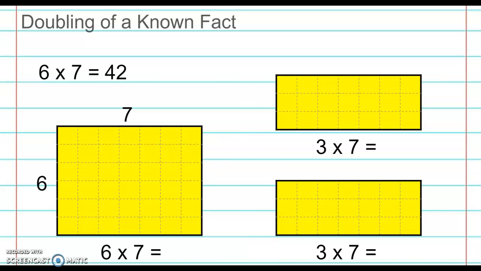Just like in our previous example, I knew that 3 times 7 equals 21, and 3 times 7 equals 21. So when I combine the two rectangles, I find that 6 times 7 equals 42.